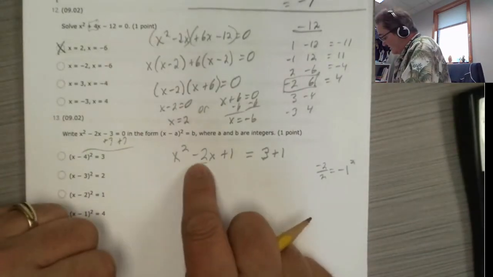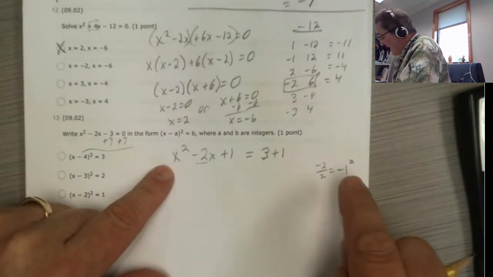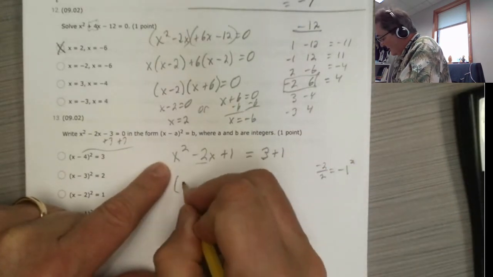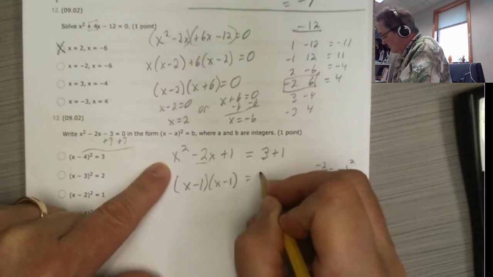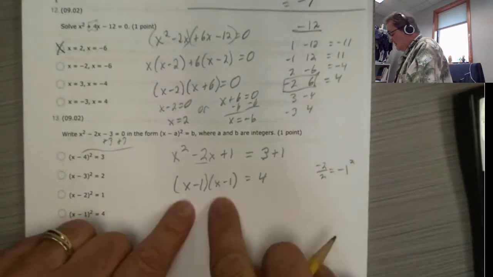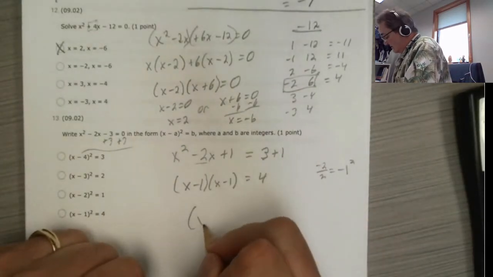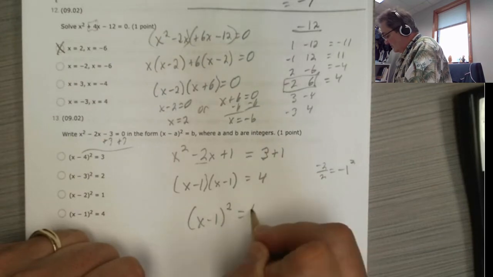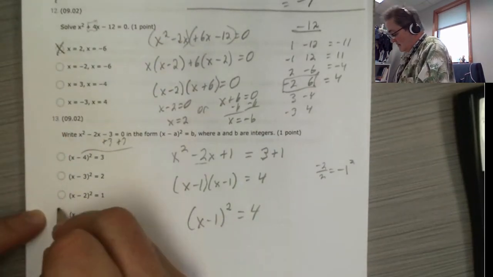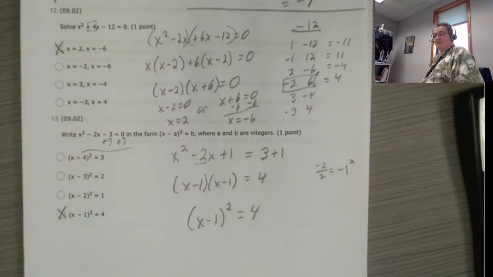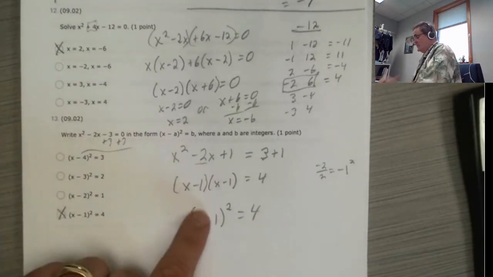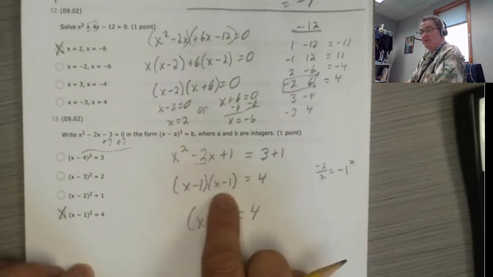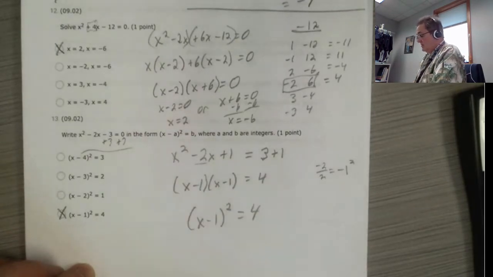So now x squared minus 2x plus 1 should factor, because we just made it a perfect square trinomial, to x minus 1 times x minus 1, and that equals 4, which is 3 plus 1. x minus 1 times x minus 1 is the same as x minus 1 squared equals 4. Right there, that's the one we want. That's vertex form. We did this by completing the square so we can factor it into two perfect square binomials. Okay.